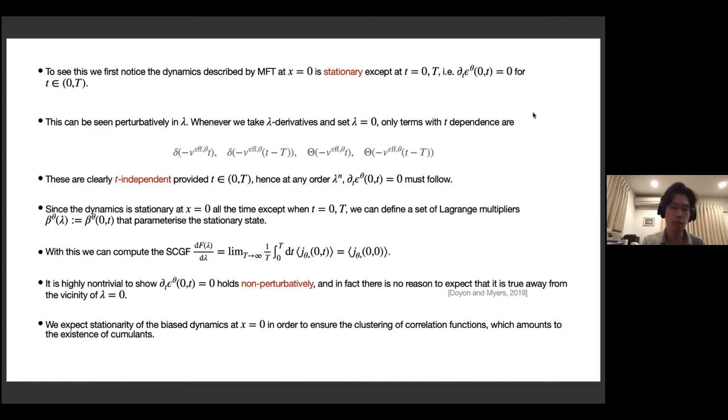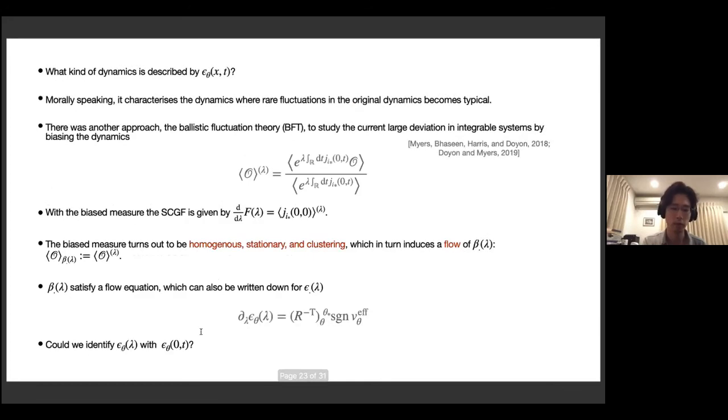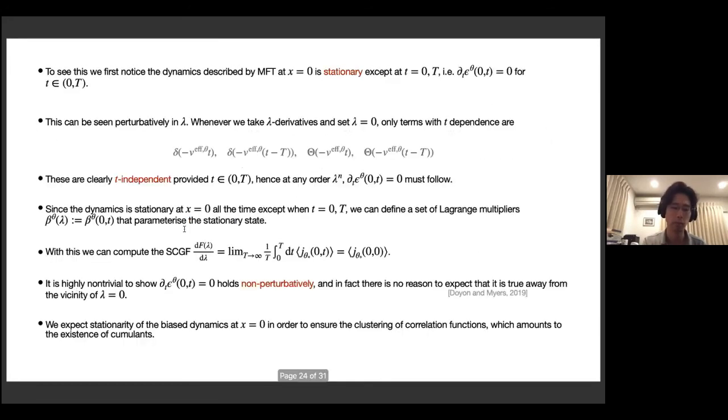And because the dynamics is stationary at x equals 0 at all times, we can define a set of Lagrange multipliers in this way and parameterize the stationary state. And also, within the MFT, you can have this kind of relation. So this really motivates that this new beta lambda, I'm sorry for the notation, maybe I should have changed it, but anyway, this beta theta 0 and t could be identified with this beta lambda used in the BFT.